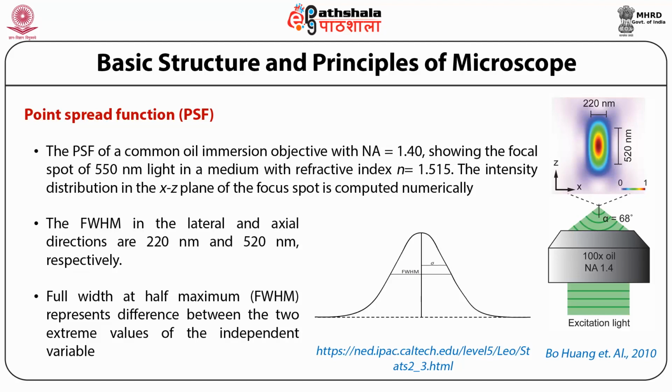This depends a lot upon the wavelength that is being used, what light is emitted by the samples, and also the refractive index. This particular data in this picture is showing a wavelength of 550 nanometer with a high refractive index objective lens of 1.55. Here, the full width half maximum, that is the Rayleigh limit that we were discussing about, FWHM represents the difference between two extreme values of independent variables.